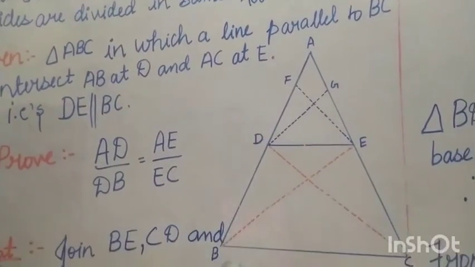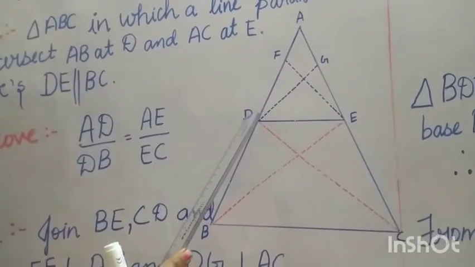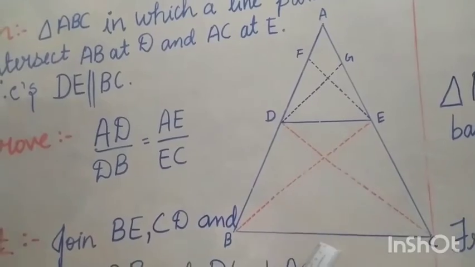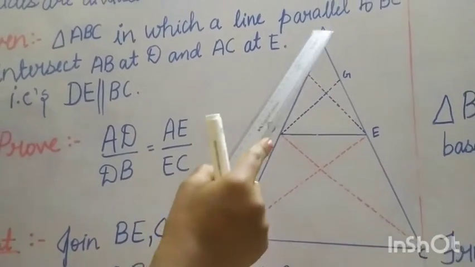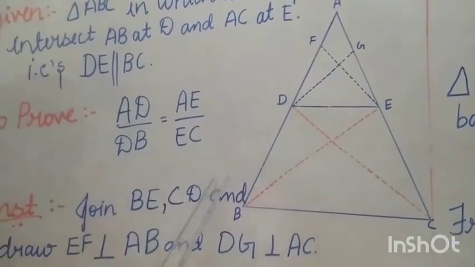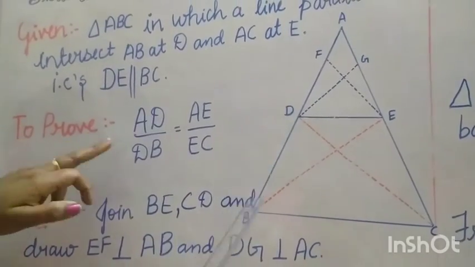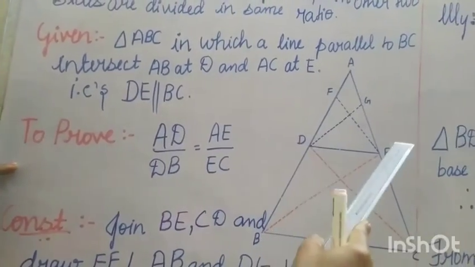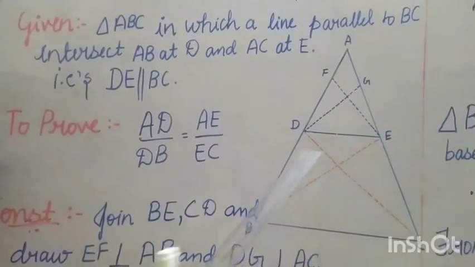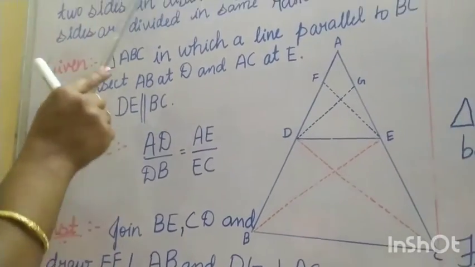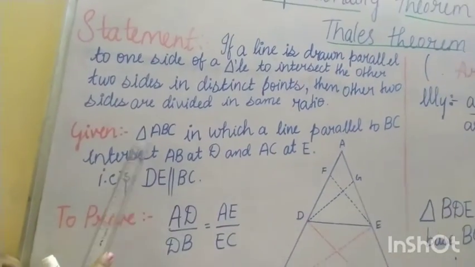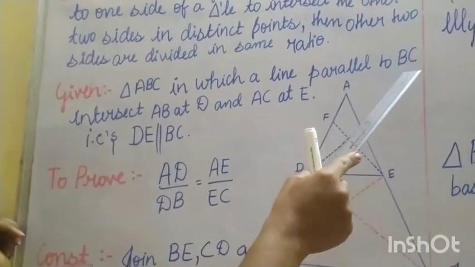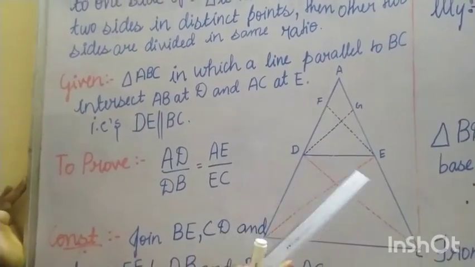Just go through this figure first. Here ABC is a triangle, and D and E are two distinct points, and DE is a line which is parallel to BC. Then we have to prove that AD divided by DB is equal to AE by EC. This is what we are supposed to prove. So what is given in this statement? That is what has been written here. ABC is a triangle in which a line is parallel to BC.